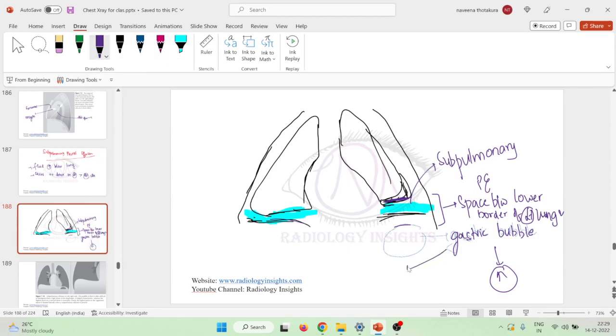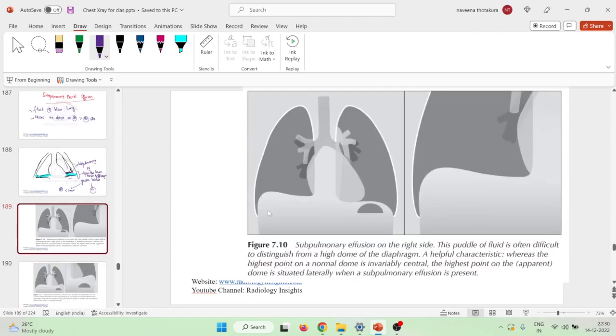Now, this space between the lower border of the left lung and gastric bubble is normally less than 7 millimeters in most patients. If it is more than 7 millimeters, always think that there is some type of subpulmonary pleural effusion. If you see the right side, it is very difficult to distinguish between the normal right dome of diaphragm and subpulmonary pleural effusion.